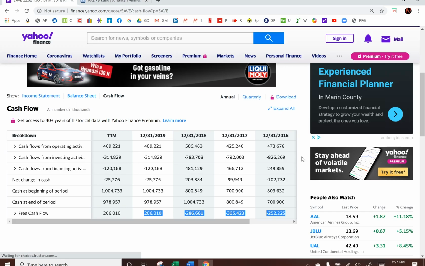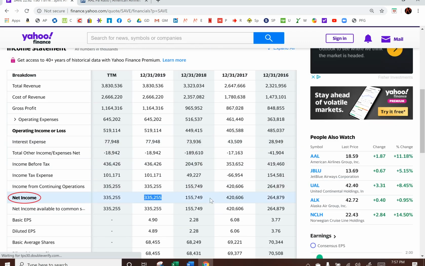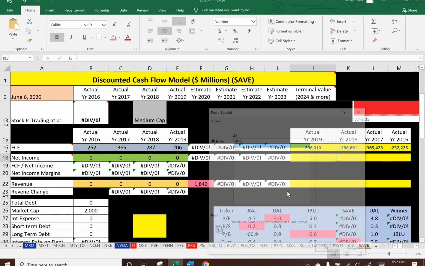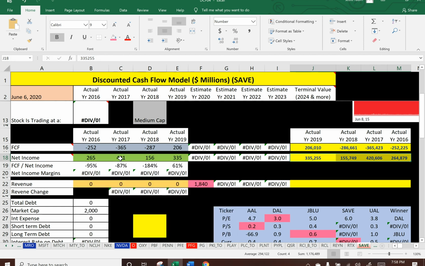Now let's get the net income. That's on the income statement. And that's positive every year. That's the profit and loss for a given time period. So it's possible to have positive net income and negative free cash flow, because net income is profit, so you would think it would be similar to free cash flow, but it's not.